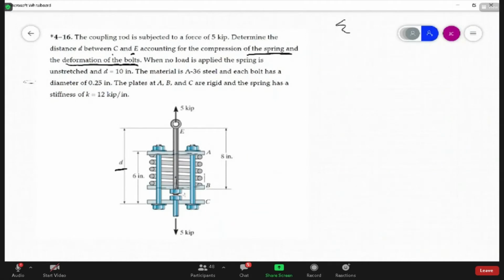So we're going to have to use a free body diagram to figure out the force in the spring, as well as the force in the bolts. This is not a statically indeterminate problem, right? So let's look at the free body diagrams. Right on this bottom plate, let's look at plate B.